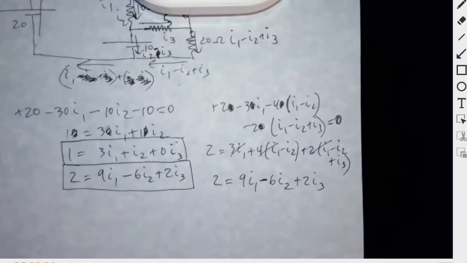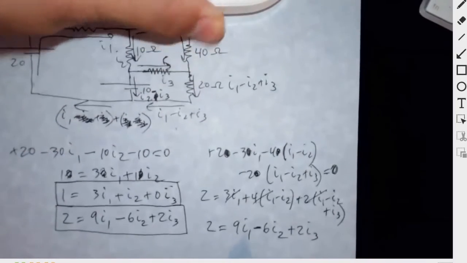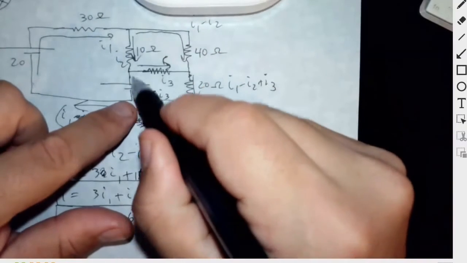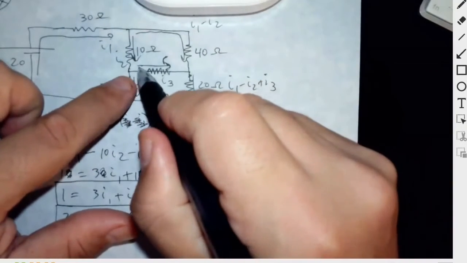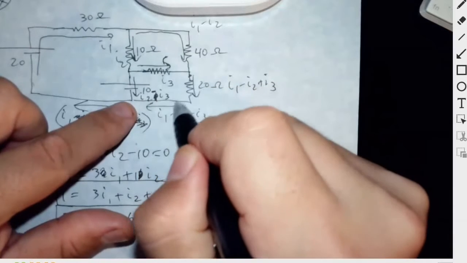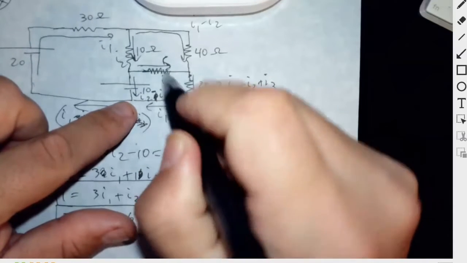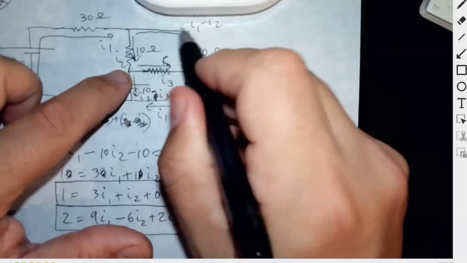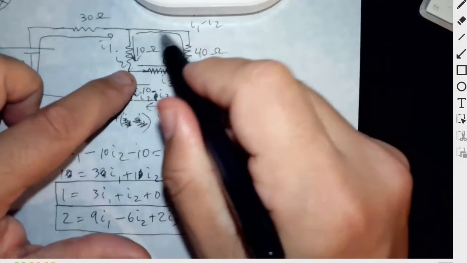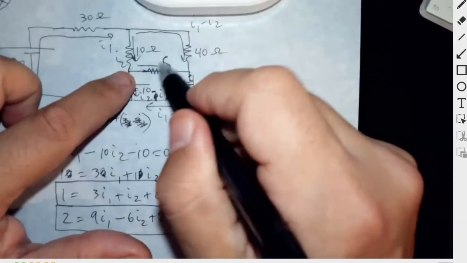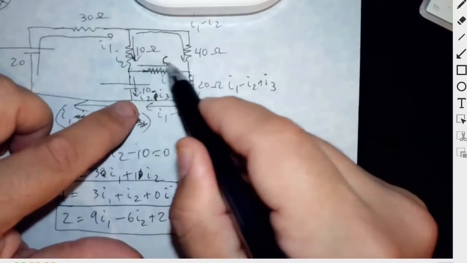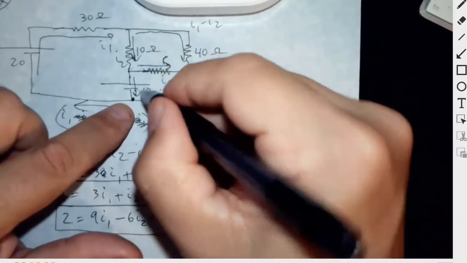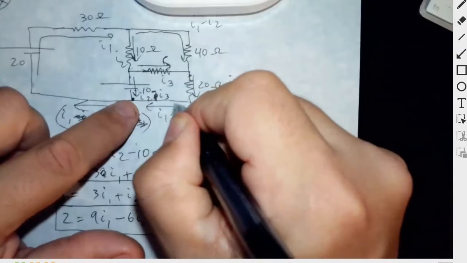Okay, now my third loop, what should I do? I could probably do this one, or I could do this one. If you want to, you don't necessarily have to have a battery in there. You could just simply do this one, but I think this one is harder because there's more resistors involved. Let's just do this one. It's easier. Okay, so I'll start here and I'll go this way around the loop.